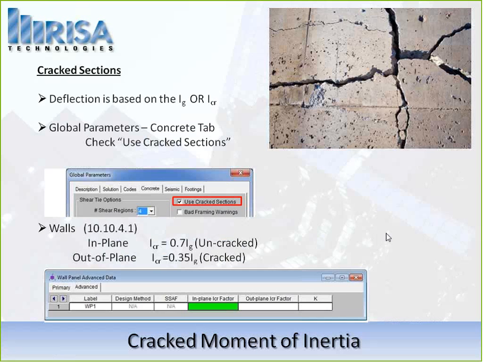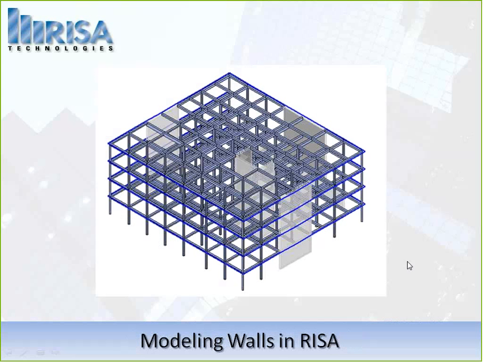But if you want to change that, if you want to override it, you can open up any of the wall panel spreadsheets, and under the Advanced tab you can type this in. It's blank, and when we open up the program, we can see at the bottom of the screen what it's defaulting to, in-plane and out-of-plane. These are the defaults if you want to override. So that's your cracked sections.